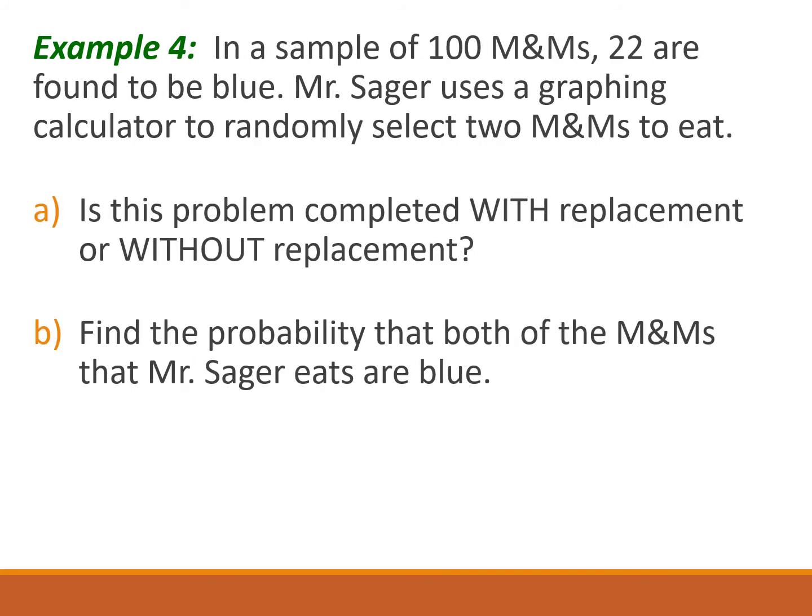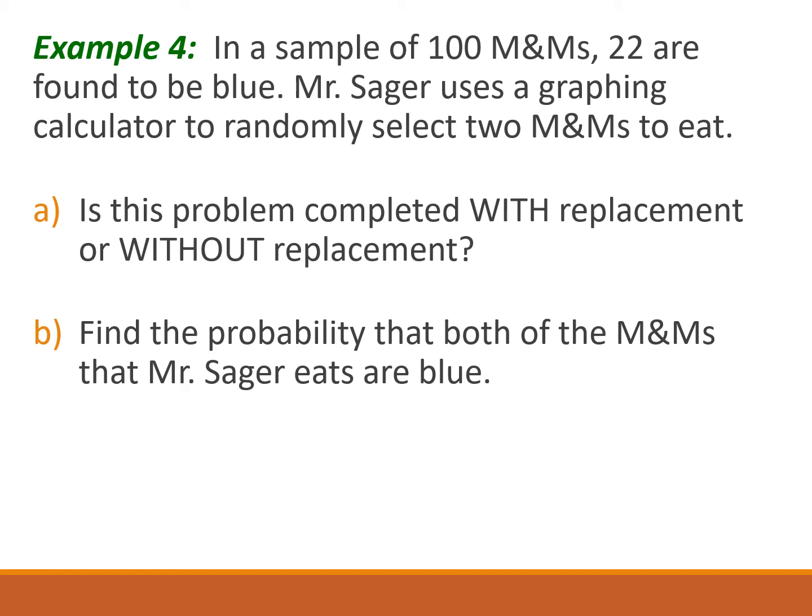Example 4, we have a sample of 100 M&Ms, 22 of which are blue. Mr. Sager uses a graphing calculator to randomly select 2 M&Ms to eat. This is how I eat my M&Ms. Should this problem be completed with replacement or without replacement?